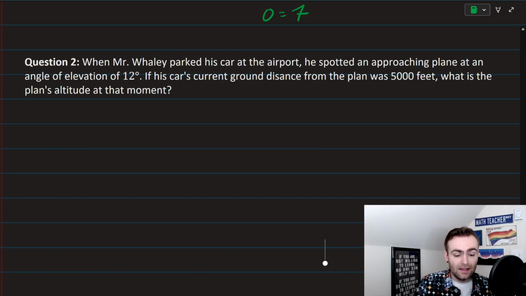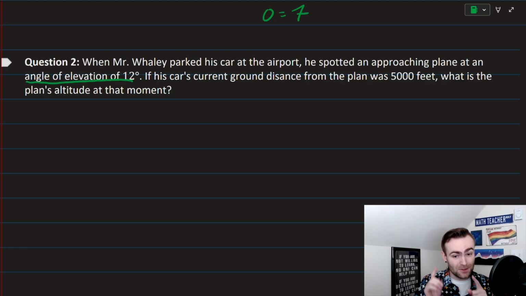All right. Next up, when Mr. Whaley parked his car at the airport, he spotted an approaching plane at an angle of elevation. That's an interesting use of phrase. Of 12 degrees. If his car's current ground distance from the plane was 5,000 feet, what is the plane's altitude at that moment? So, first thing we're going to do is we need to set up a problem.